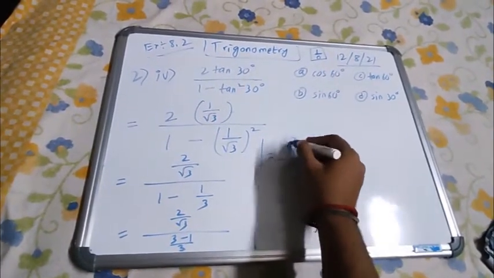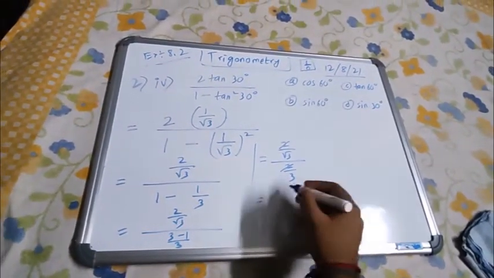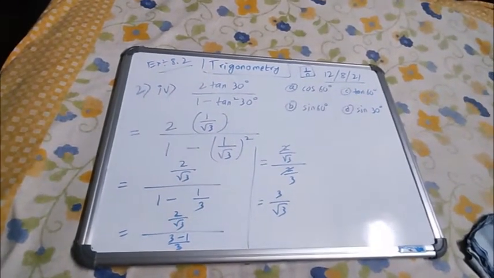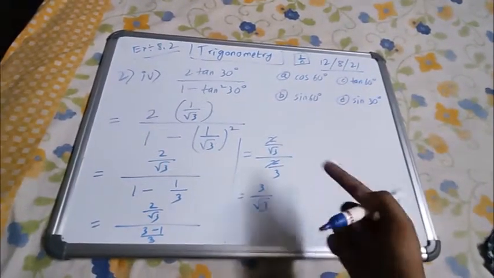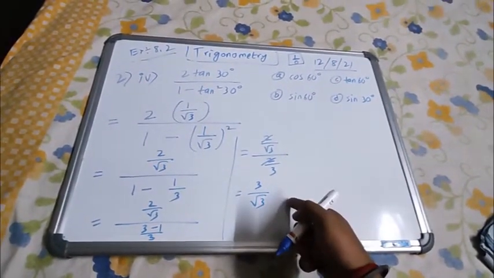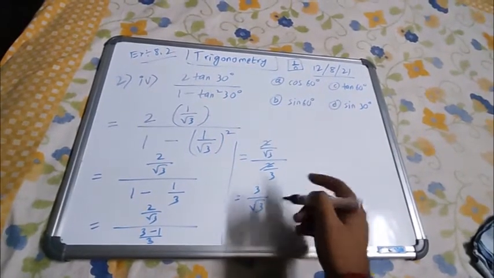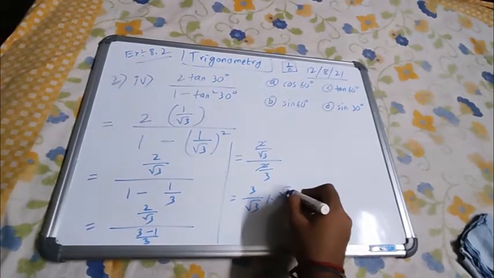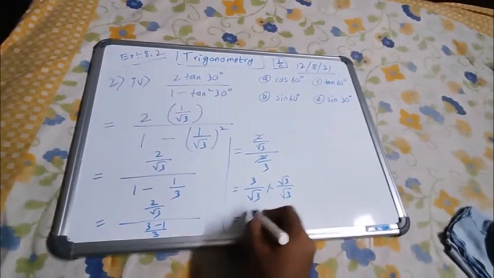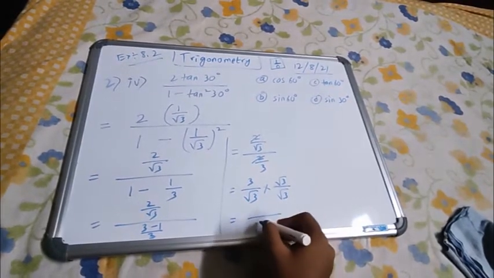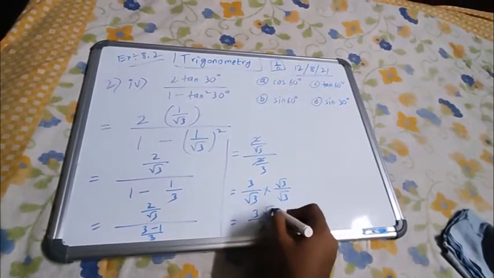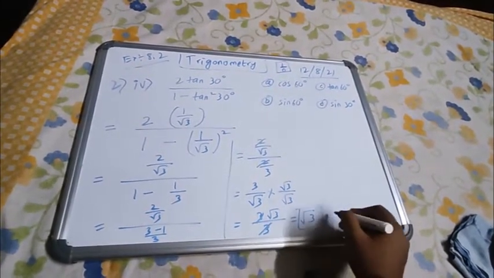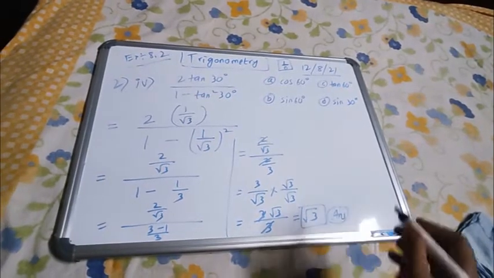Now this 2 and this 2 are gone, so the answer is coming as 3 by root 3. But we can do a slight bit more. In class 9 and class 10 you have done rationalization of surds. These are called surds, that means irrational numbers. What we do is multiply root 3 in the numerator and denominator. Root 3 into root 3 becomes 3, and the denominator is root 3. Now this 3 and this 3 are gone. The answer is coming as root 3. This is your answer.